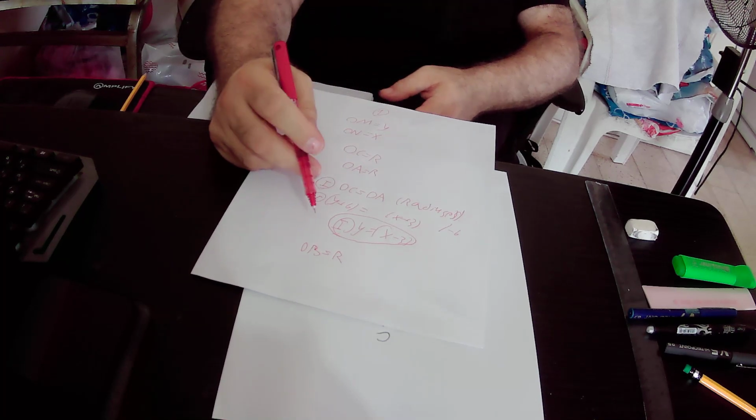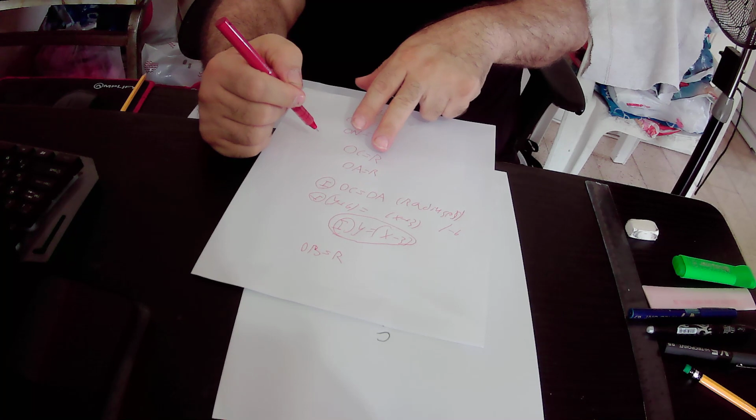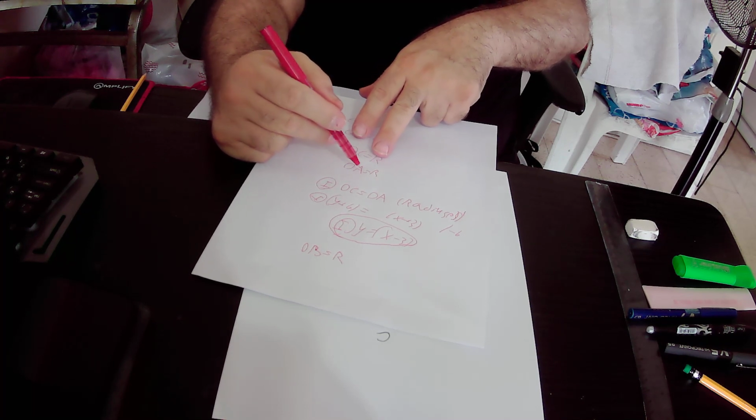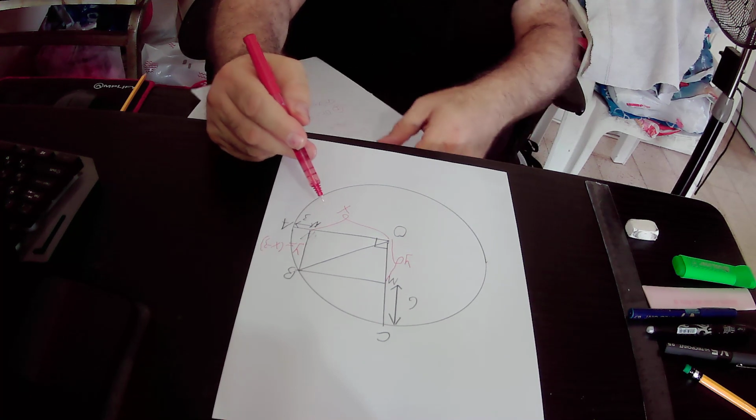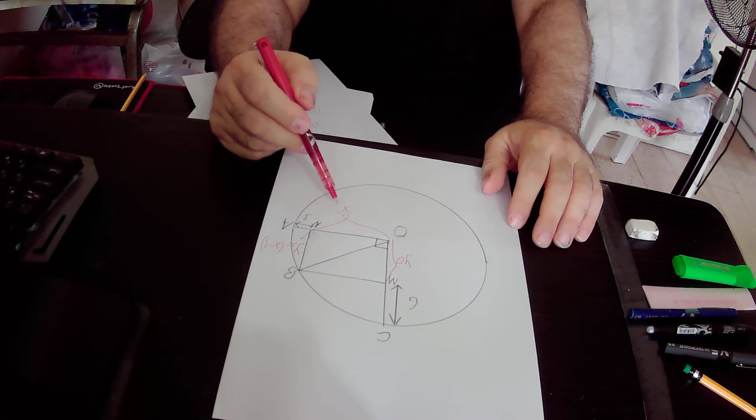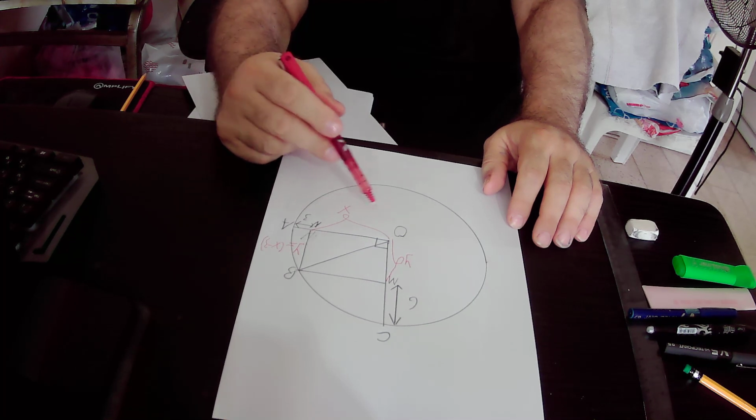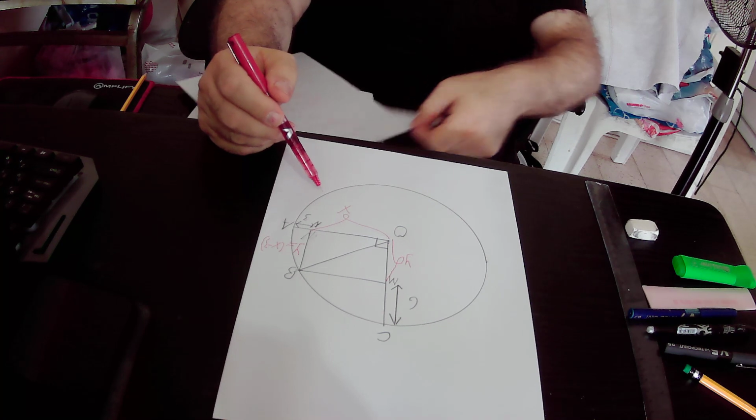OB is the radius of the circle, but OA is also the radius of the circle. So both those two line segments, OA and OB, are the radiuses of this circle. And OA, that is the radius of this circle, equals x plus 3.